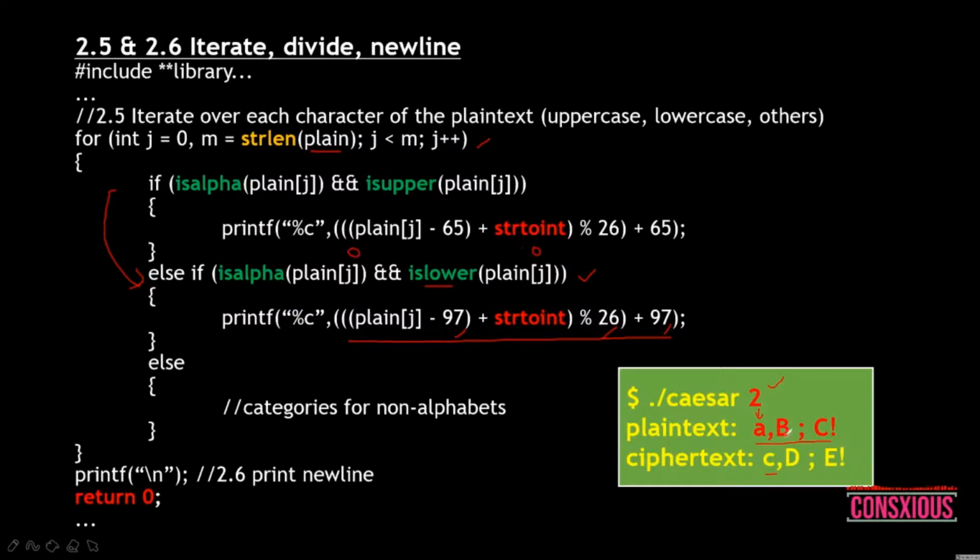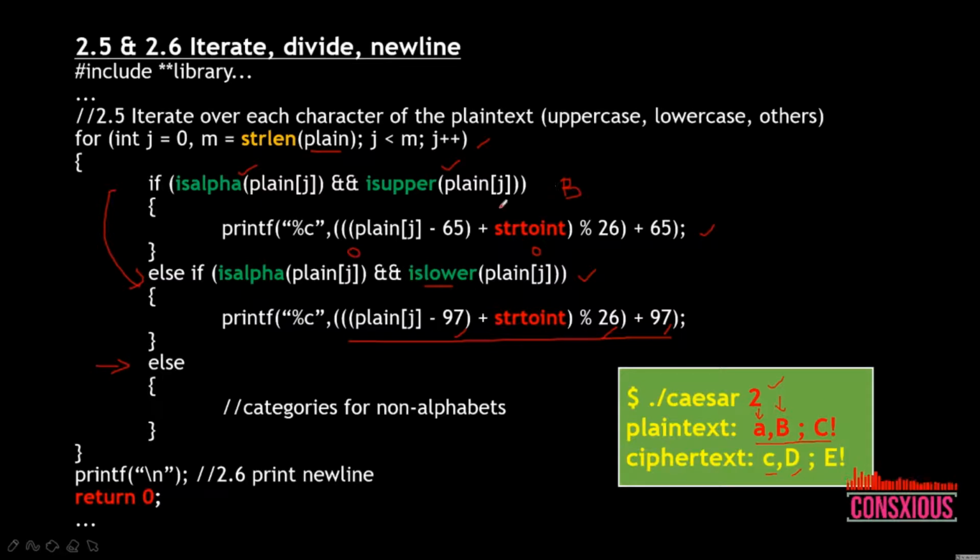As for else, for example these symbols here are not going to fulfill these two conditions. It's not alpha, so it will go to here. As for uppercase alphabets, we do an example here, B. It's alpha, it's upper. We will apply the formula here. That's how we get the D here. I hope you guys understand this. I think it's quite clear.